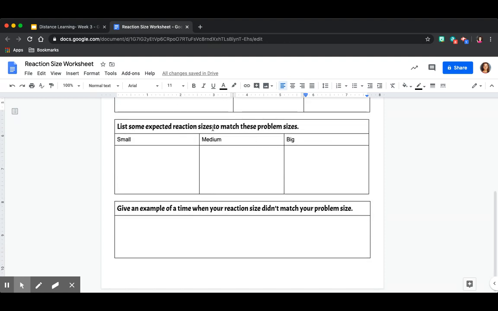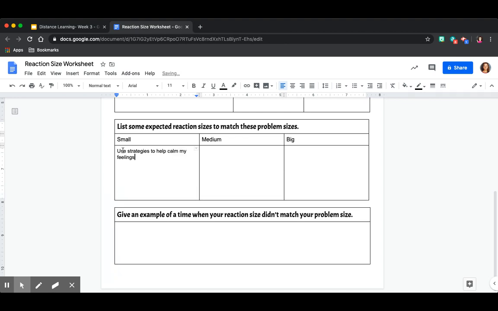List some expected reaction sizes to match these problem sizes. So what kind of things would be expected reactions to a small problem? Well, I can have as many feelings as I want, right? But I'm probably going to have those feelings to myself. So I'm probably going to use strategies to help calm my feelings. That's a good enough way. There's many different expected reactions that you can use for those, but that's just an example.